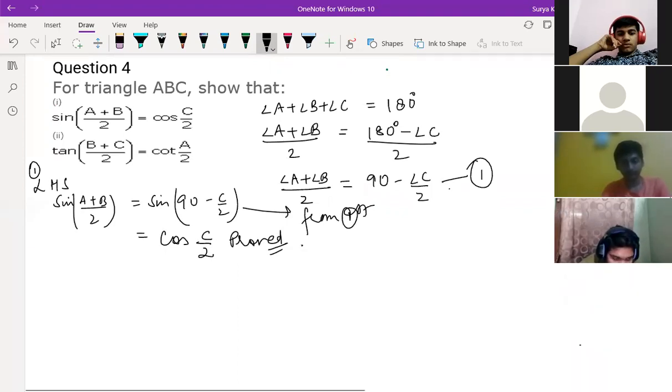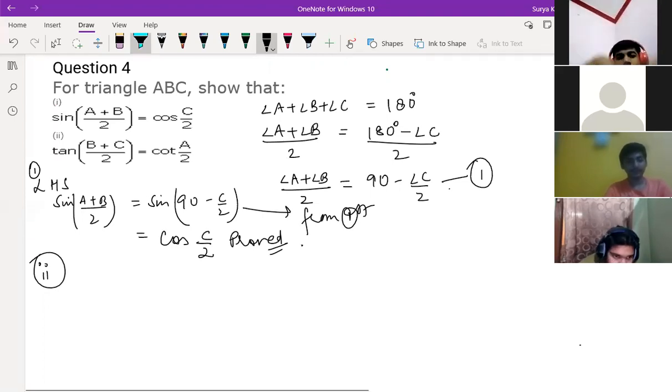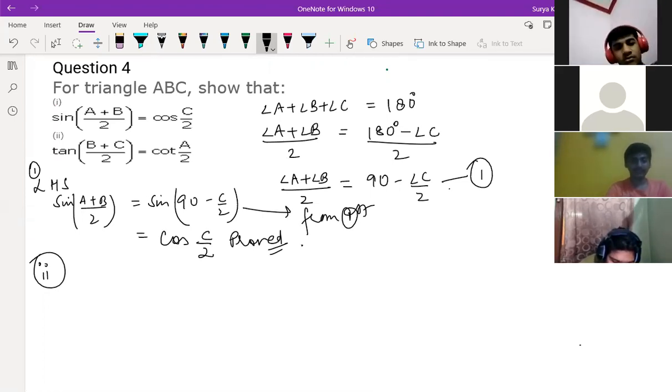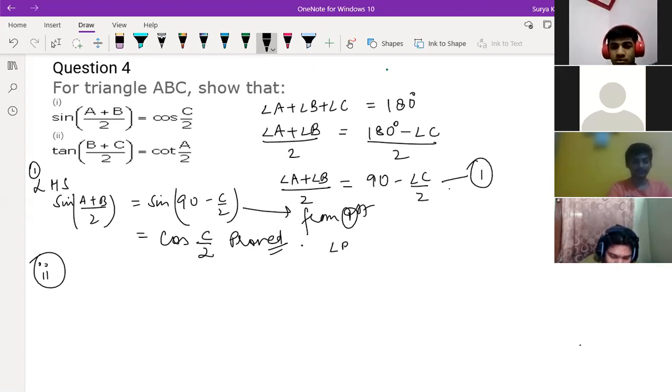Similarly, tell me, Praharshan, for the second part, what we need to do here? Second part, what I need to do? Praharshan, tell me. Prove that tan of B plus C over 2 equals tan of 90 minus A by 2. How is A by 2 coming? We have to write like this, right?